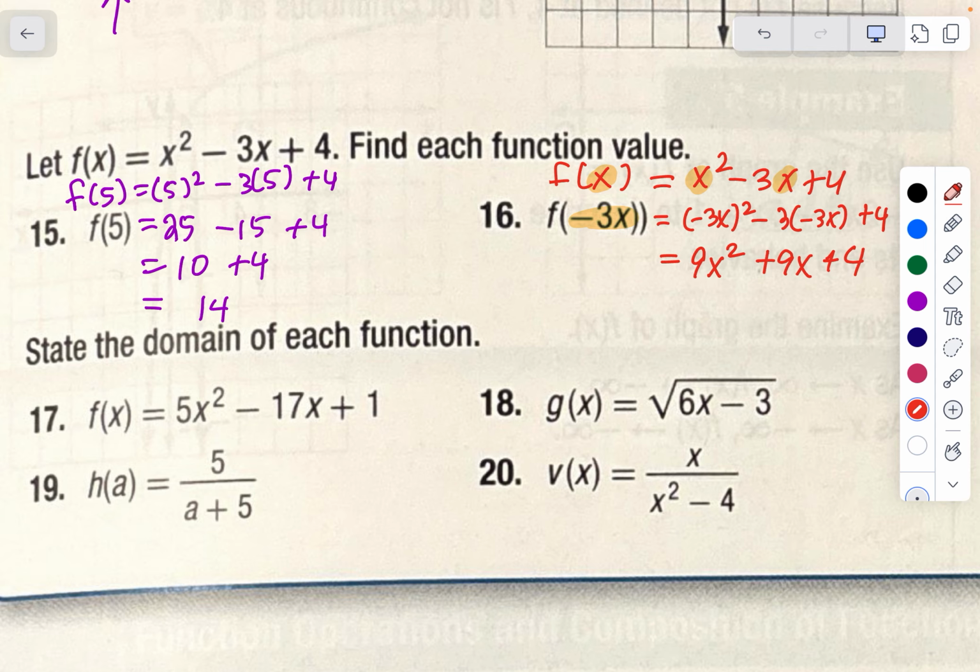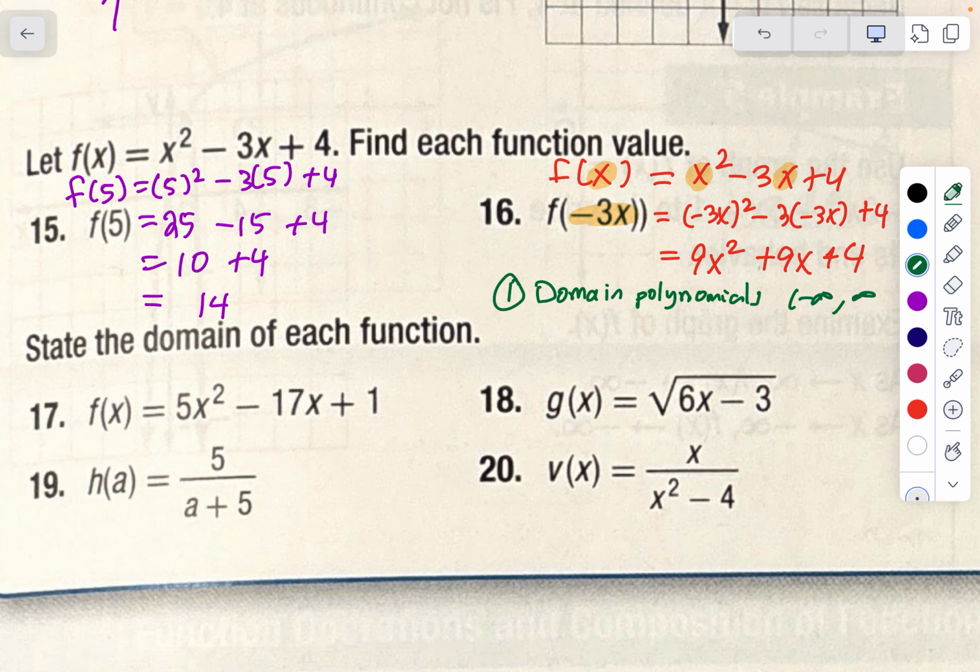Now, one of the hardest things in section 1.1 was about domain. There are 3 facts that you want to know about domain. The first one is that the domain of polynomials is all real numbers, negative infinity to positive infinity. So 17 is a domain of all real numbers.